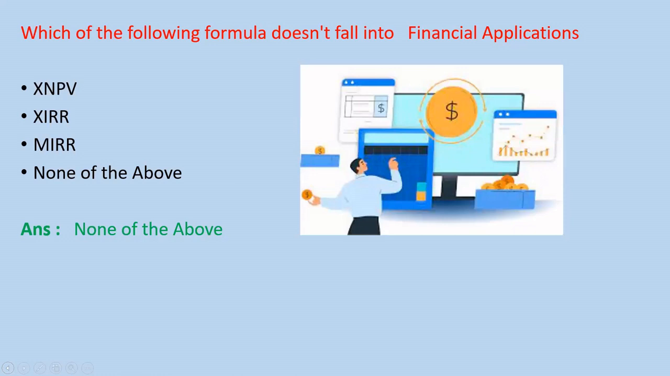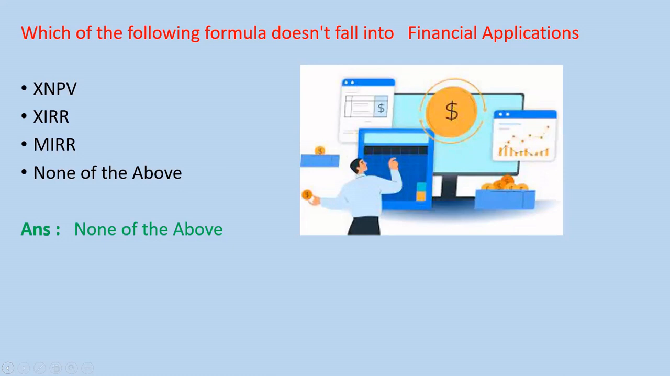This one is: what are the various financial application formulas available. Here I have provided three of them, and the fourth one is none of the above. The first one is XNPV. It's nothing but NPV only, Excel NPV. NPV is net present value.